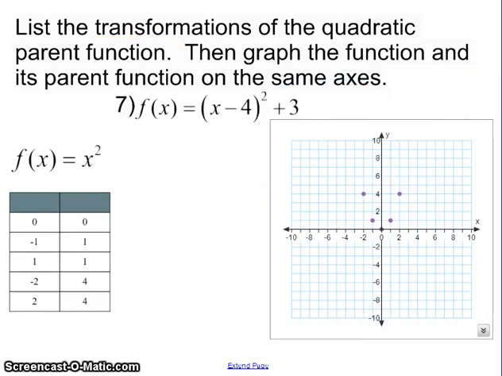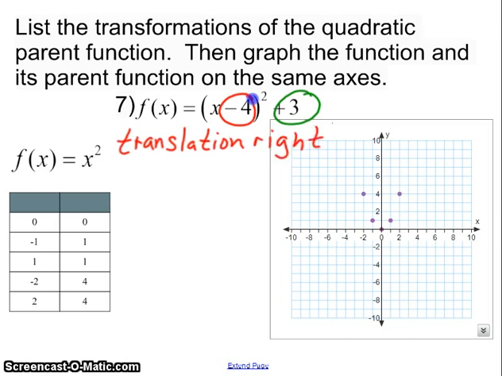Okay, this graph has also got two different transformations. We've got a C and we have a D. So C moves either left or right. Since this is subtracting, it is a move to the right. So this is a translation to the right 4. And it is a translation 3 up. Okay? A is 1. All right? So there is no reflection, there is no stretch, there is no compress.